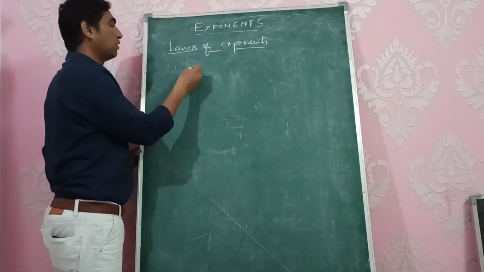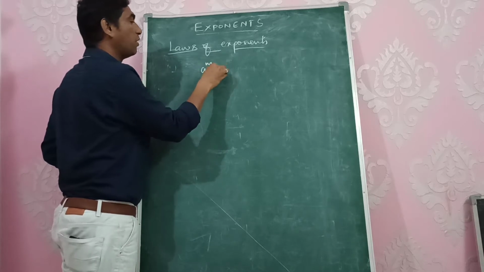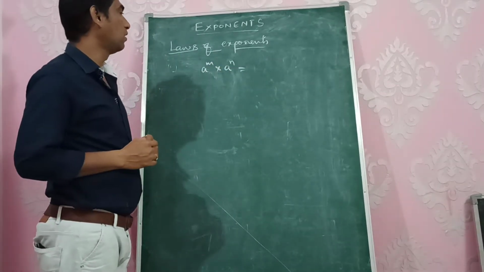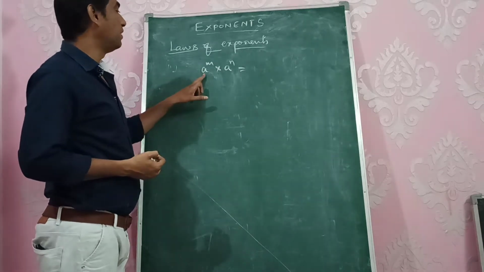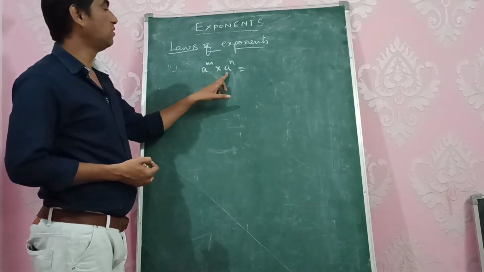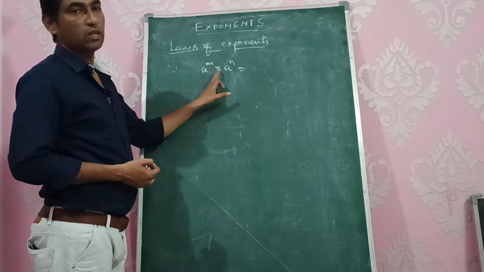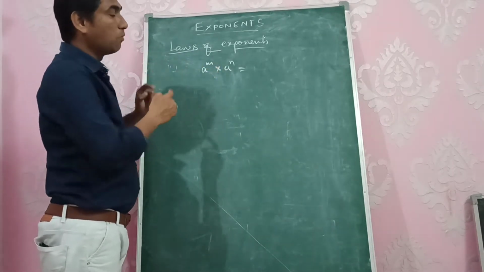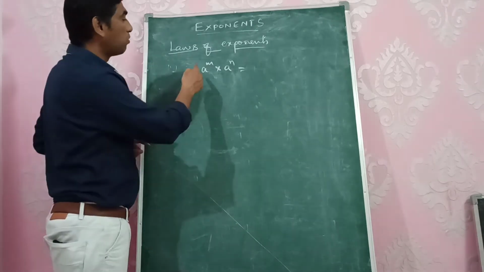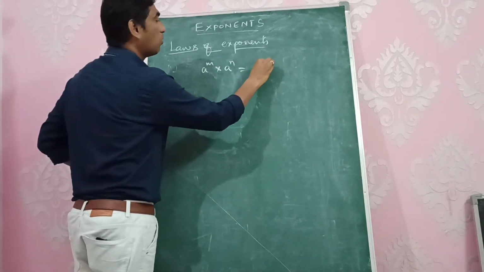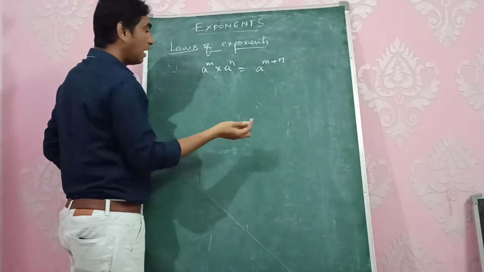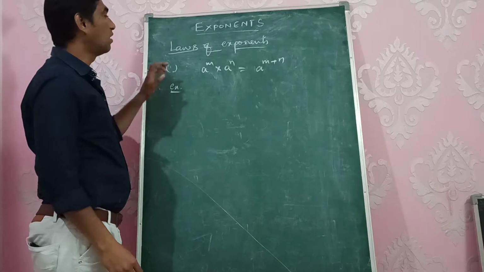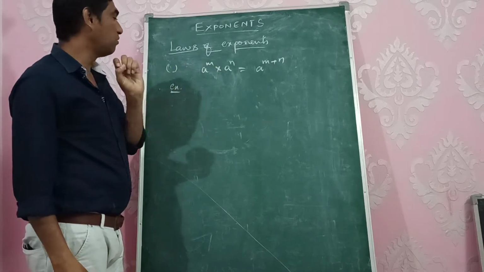Identities. First one: a to the power of m into a to the power of n. In this law, the base is a here and the base is a here. The bases are the same. If the bases are the same and there is a product between them, then the powers should be added. That is a to the power of m plus n. I'll explain with one example.